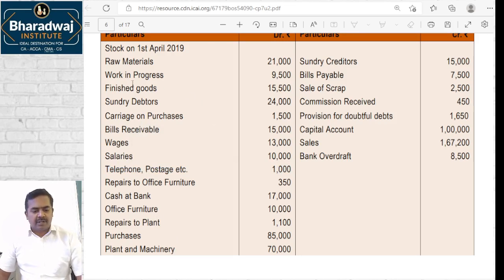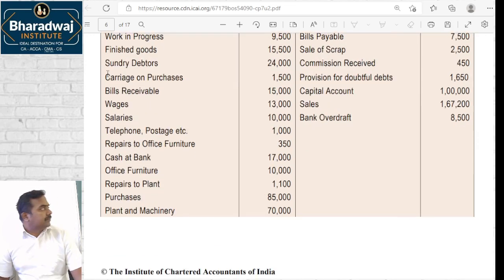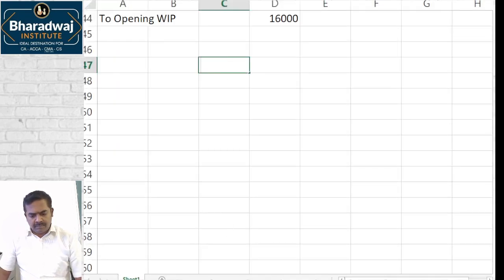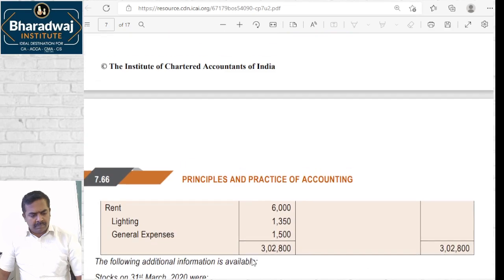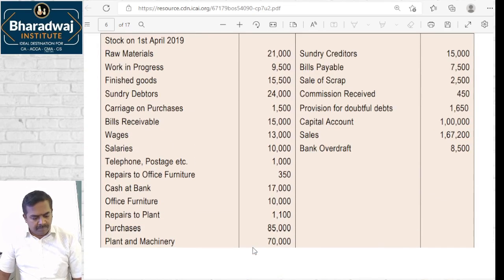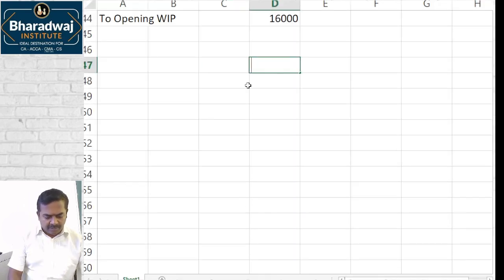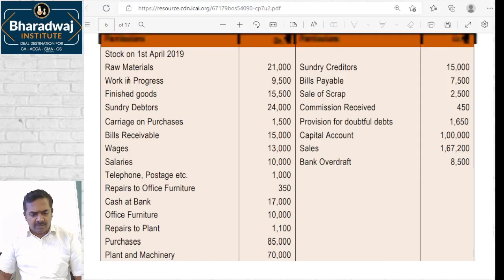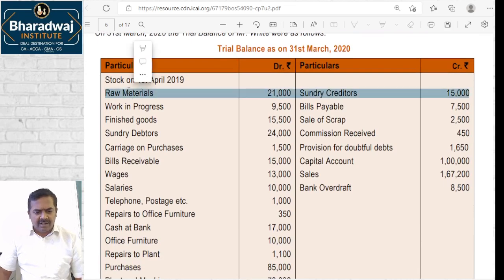Start. Manufacturing account. What is the first one? To raw material consumed. Don't look at the solution. Even if the solution is there, don't see it when we practice. The eyes will go there, but control it and try to work it out.